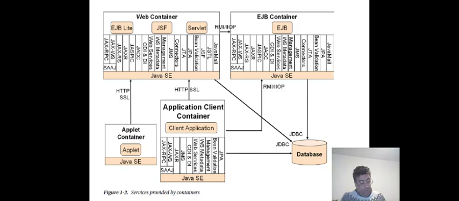Java EE Connector Architecture. Connectors allow you to access EIS from Java EE components. These could be databases, mainframes, or enterprise resource planning (ERP) programs.